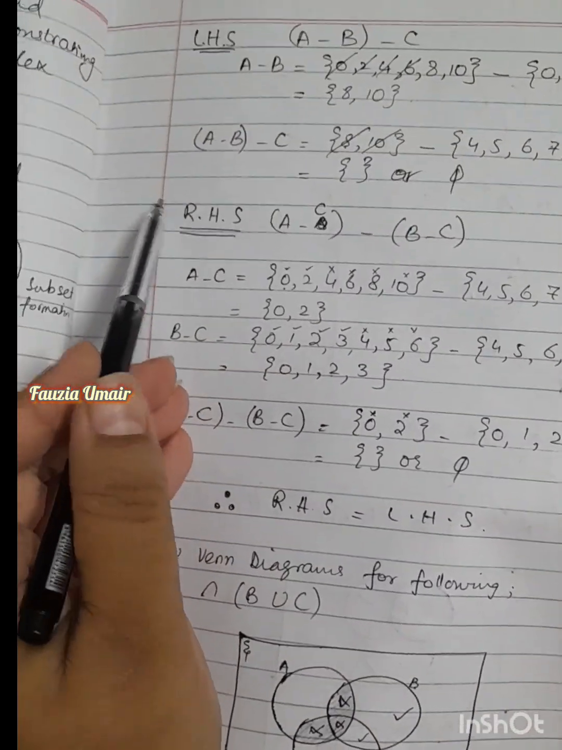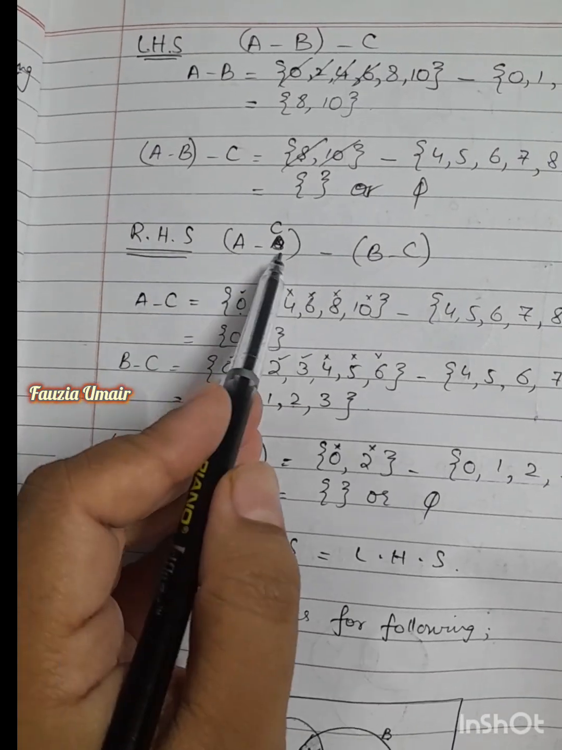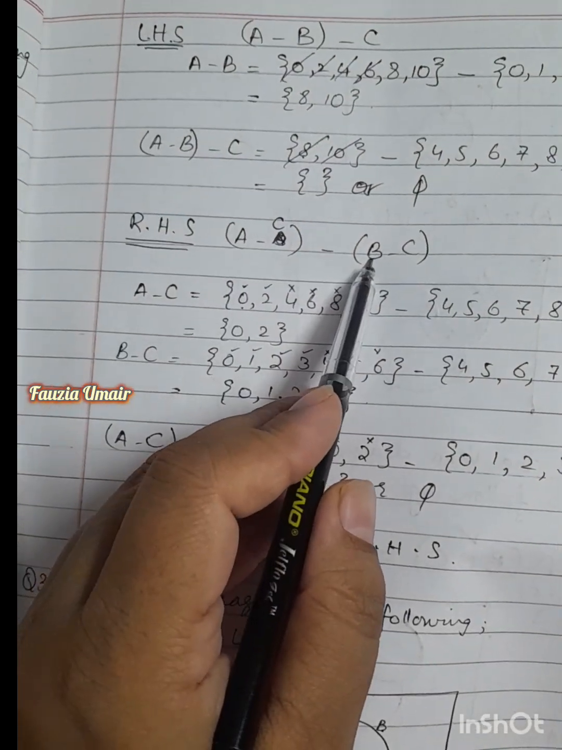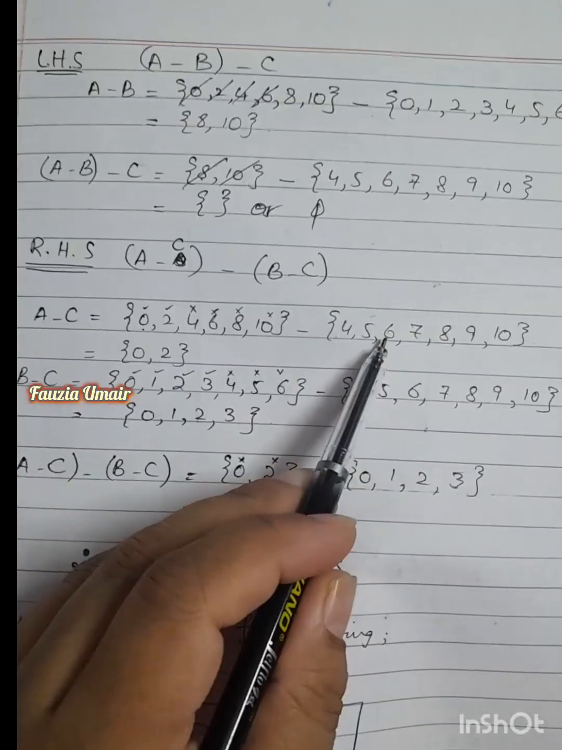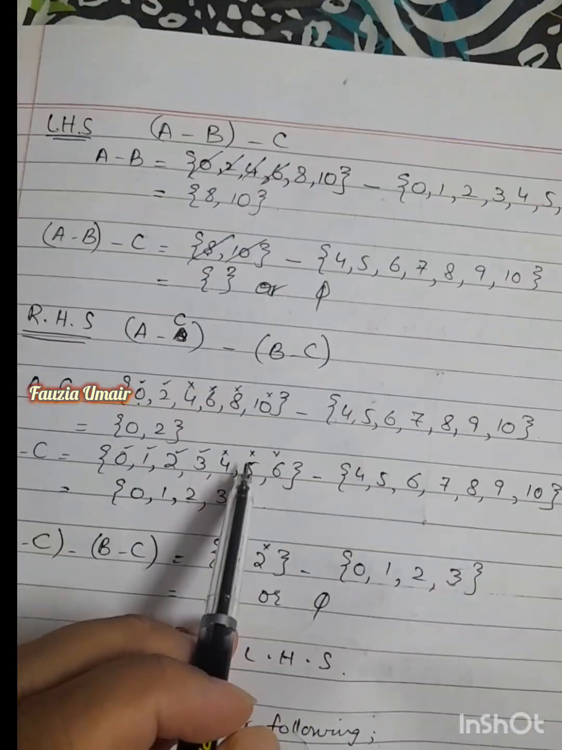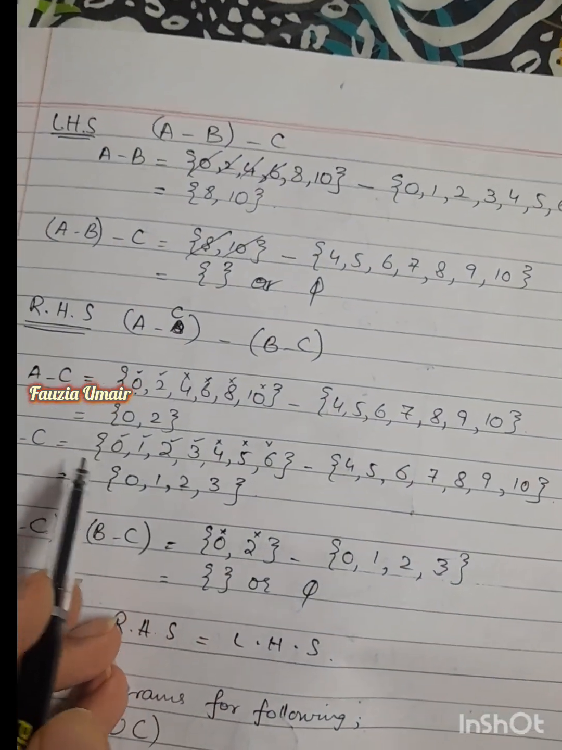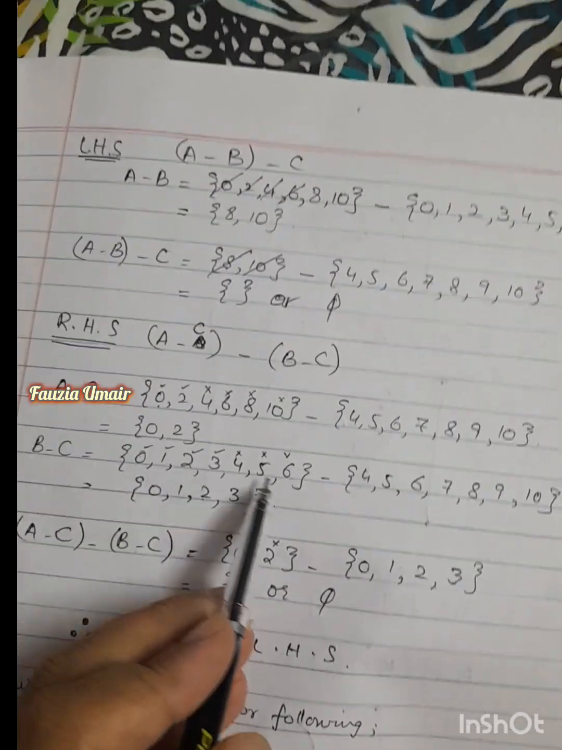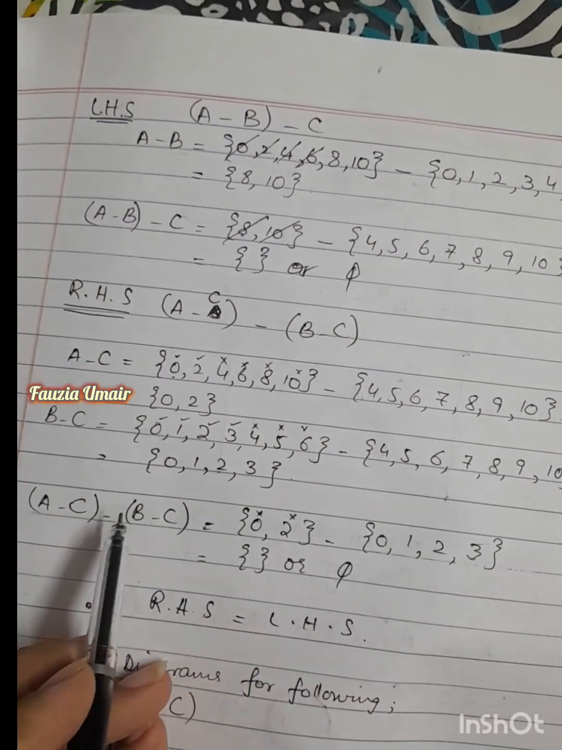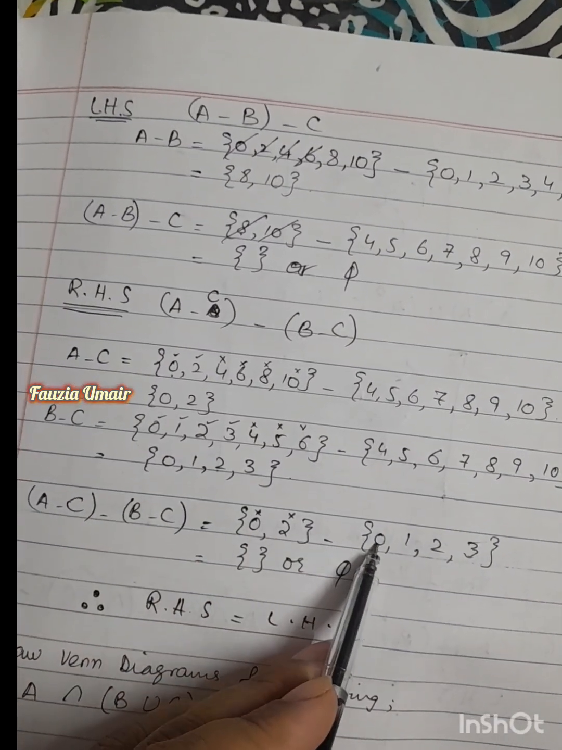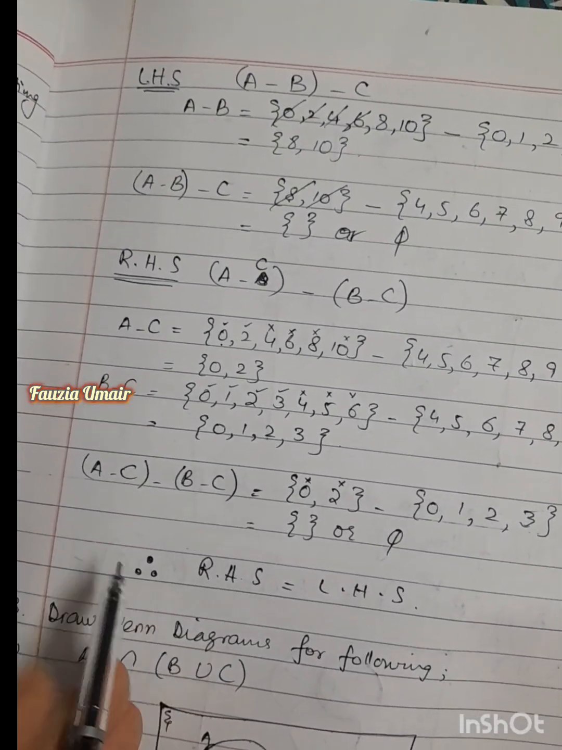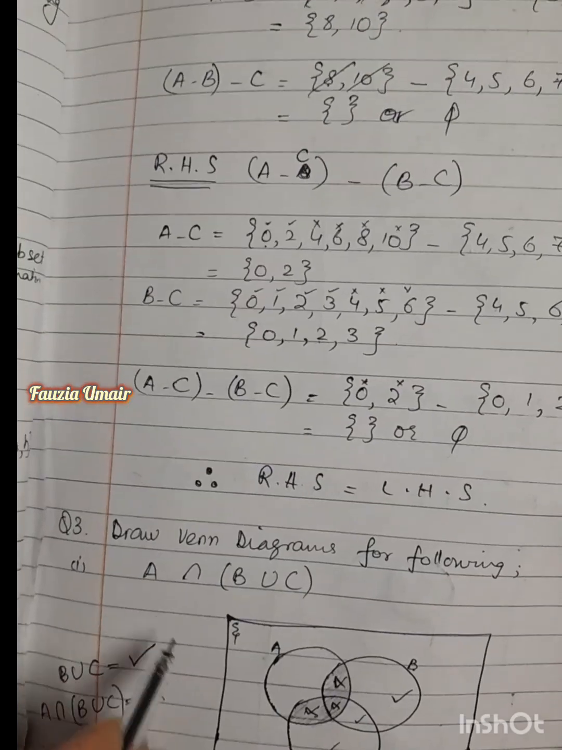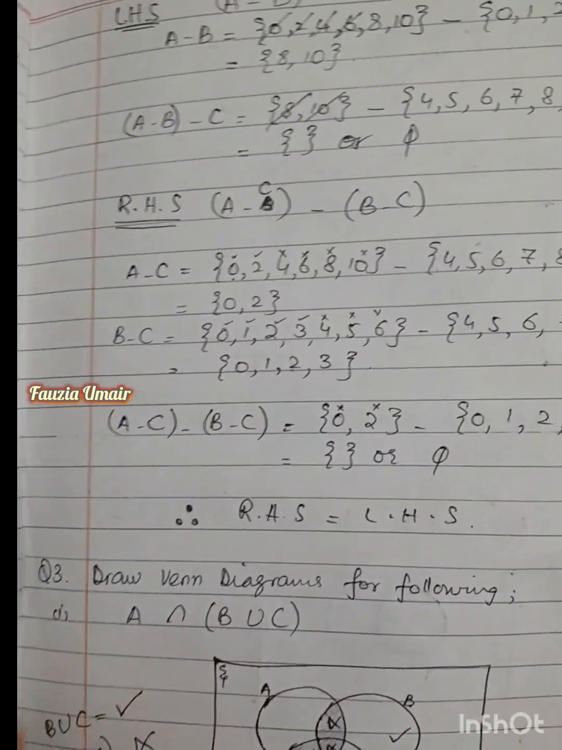So let's see what the answer is from the right hand side. A minus C, minus B minus C. Let's calculate A minus C. You can see that the answer would be 0 and 2. Rest of all the elements are subtracted. B minus C would be 0, 1, 2, 3, 4, 5, 6 will be gone because they are in the other set. If you subtract the two sets, your answer is the empty set. So hence the left hand side is equal to the right hand side.